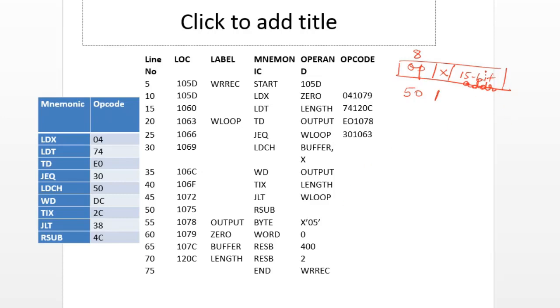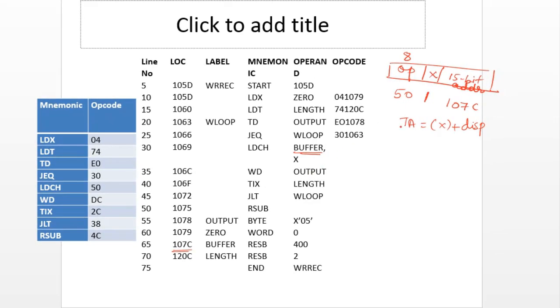And what is the 15-bit address? The address of buffer we need to find. What is the address of buffer? It is 107C. So now, how to compute the target address? We have to add the X register contents plus the displacement to find the actual address.